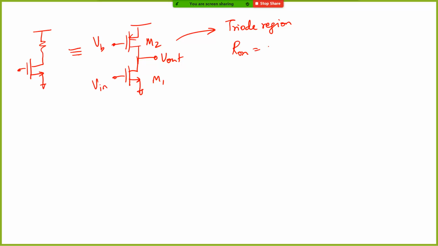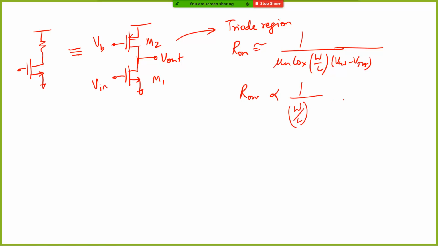You have an on resistance which is given by approximately 1 by mu n C of W over L, VGS minus VTH. Now all you can get from this is that the on resistance of this triode device is inversely proportional to your W over L ratio. It's also inversely proportional to your VGS minus VTH, or in other words, to your gate to source voltage. So if you give a larger gate to source voltage, you get lesser resistance. And if you have a wider dimension, or a higher W by L ratio, you get a lower on resistance.